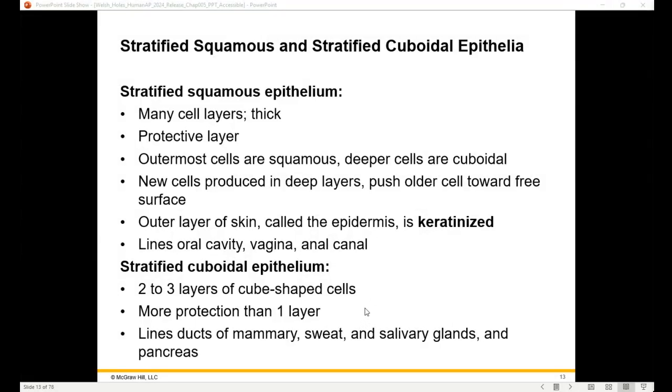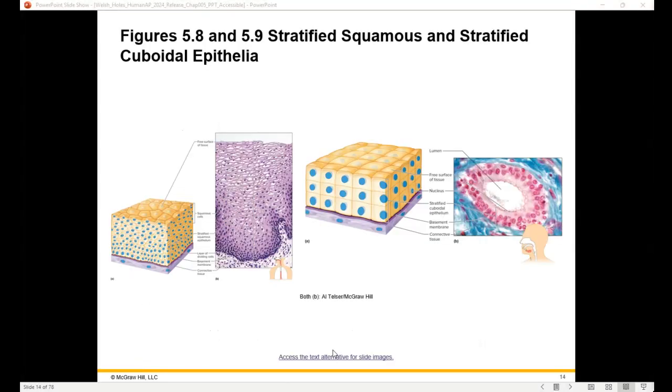Stratified cuboidal epithelium. Here we have 2 to 3 layers of cube-shaped cells. It gives more protection than one layer. It lines the ducts of the mammary, sweat, and salivary glands, and the pancreas. Okay, here on the left, we see stratified squamous. And on the right, we see stratified cuboidal.